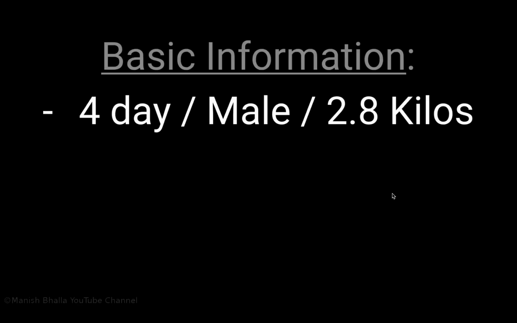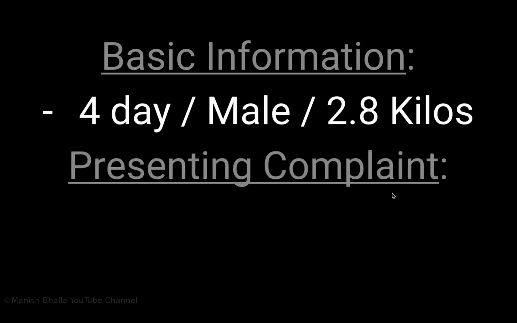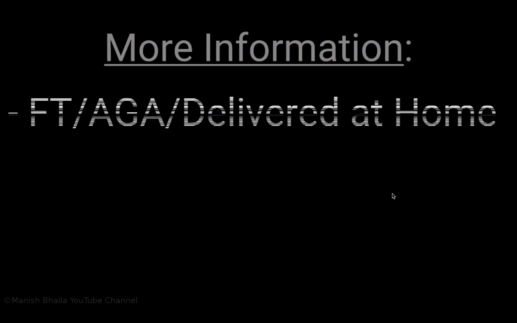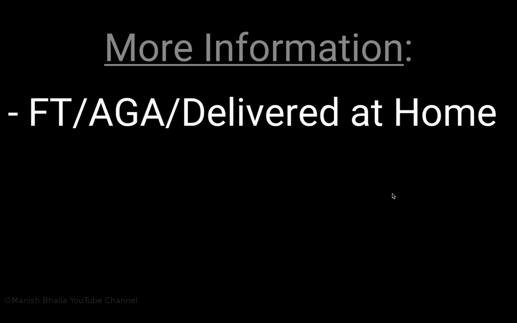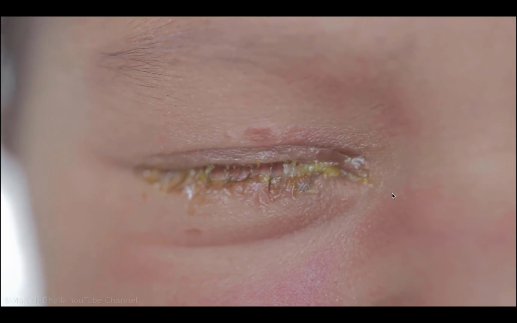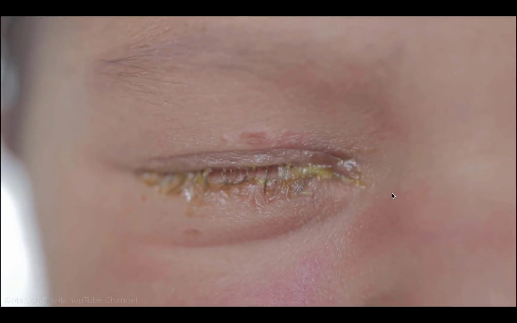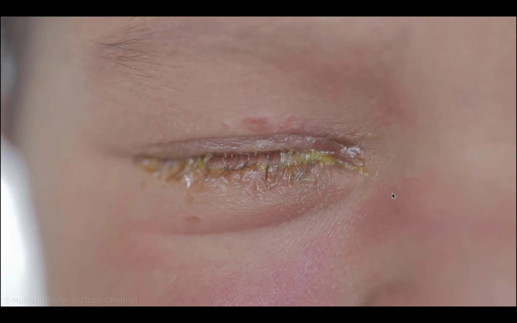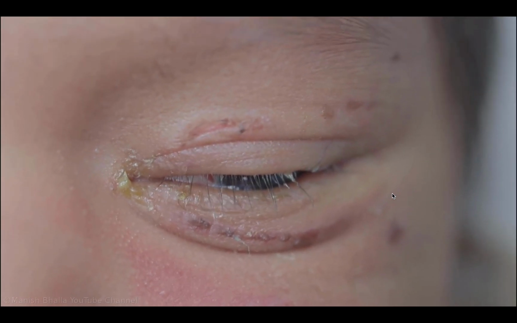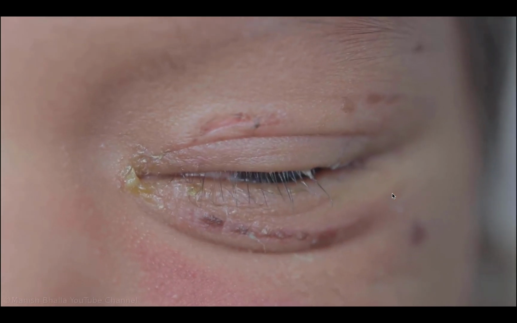A four-day-old male baby weighing 2.8 kilos presented with a complaint of discharge from the eyes since morning. Full term, appropriate for gestational age baby delivered at home. The 28-year-old mother didn't take antenatal care. On examination, purulent discharge is coming from the right eye, resulting in a sticky eye. Both upper and lower eyelids are swollen. Purulent discharge is also coming from the left eye.